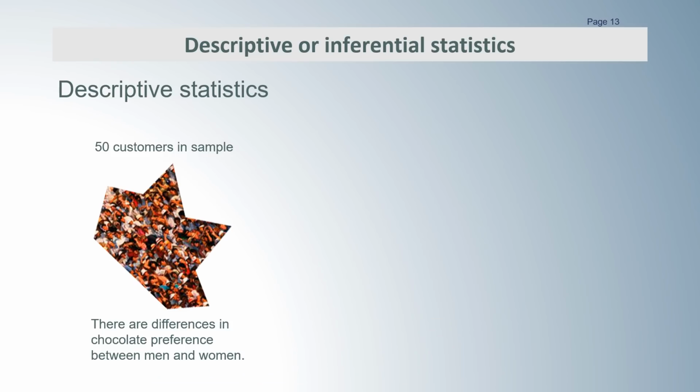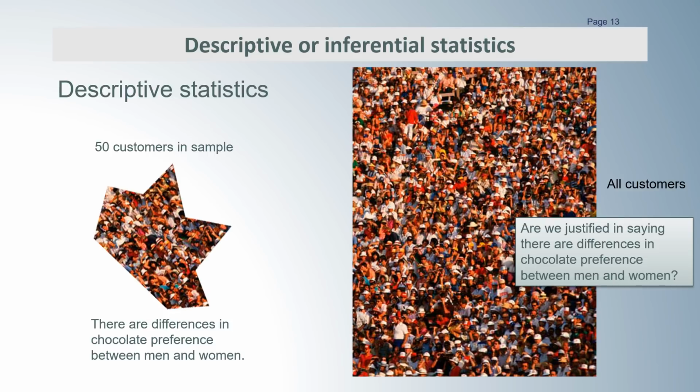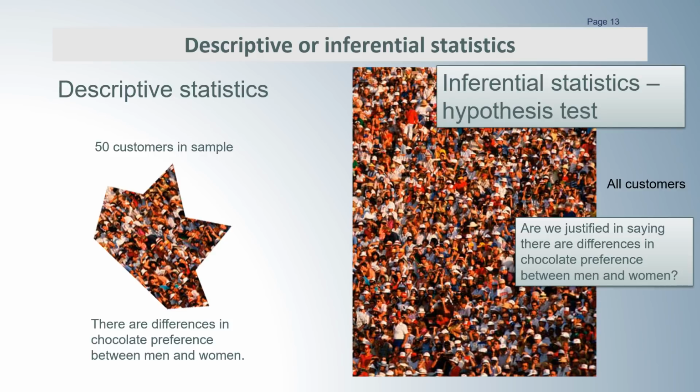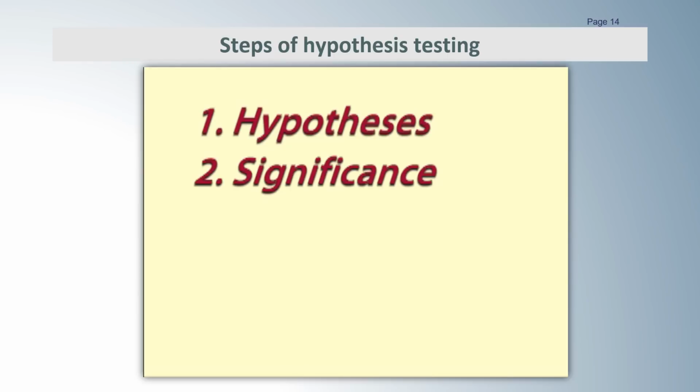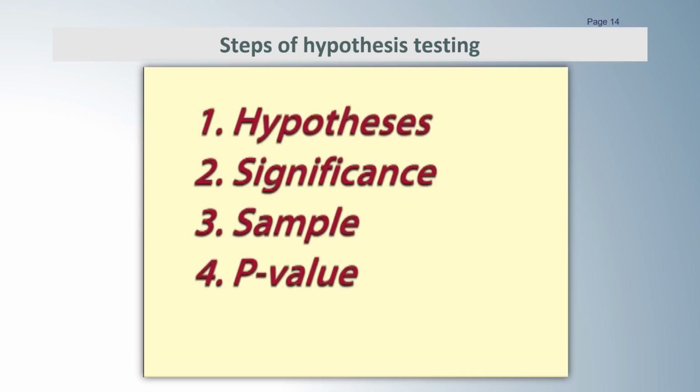If we are only interested in our group of 50 customers, we can draw conclusions from the data alone. These are descriptive statistics. It is clear that there are differences in preference between the men and women in this sample. But say we wanted to know if there was evidence that these preferences extend to the population from which the sample was drawn. Then we would be using inferential statistics. In this instance, we are going to perform a hypothesis test. Here are the 5 steps taken from our video, hypothesis testing. Hypotheses: significance, sample, p-value, decide.